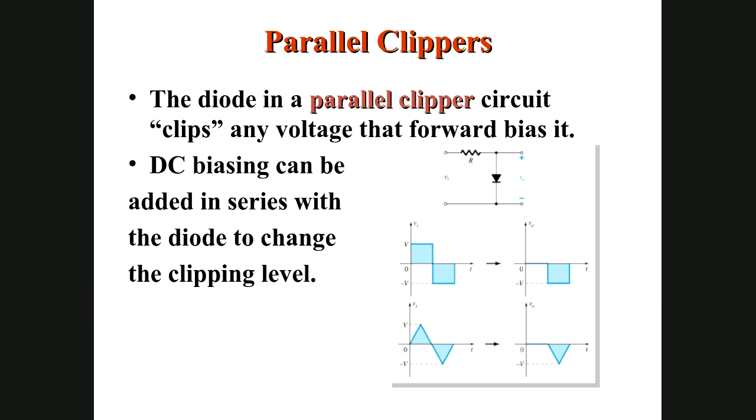Now let's come to the another topic of clipper, which is parallel clipper. And you know what is parallel clipper. In case of parallel clipper, your diode will be in parallel to the output. Fine, very simple. Maybe you can have batteries in the circuit or whatever, but how will you know if it is series or parallel? See where is the diode. If it is parallel to the output, it is parallel clipper. If it is series to the input, then it will be series clipper. Hope it is clear. The same thing is mentioned here.